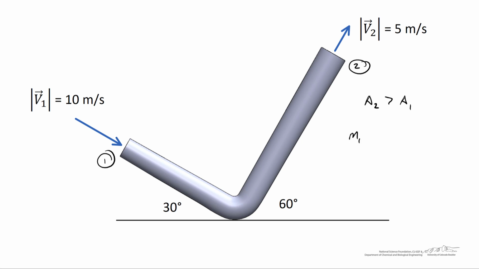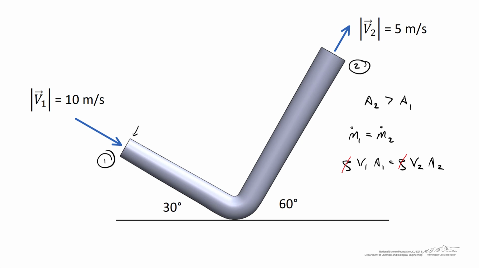This is because the mass flow rate at 1, the mass flow entering, has to equal the mass flow rate leaving at location 2. And that means that we've got the density multiplied by the velocity v1 multiplied by A1 is equal to the density of the water multiplied by v2 times the area at 2. Because the water is incompressible, its density is the same at both the entrance and the exit, and because v1 is larger than v2, this implies that A2 must be larger than A1.